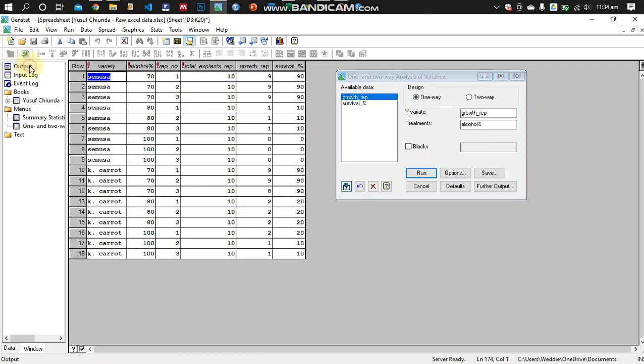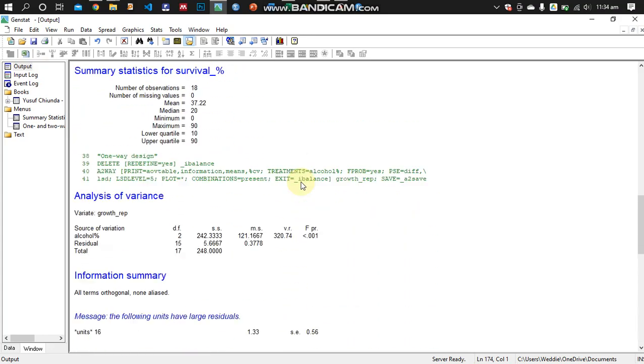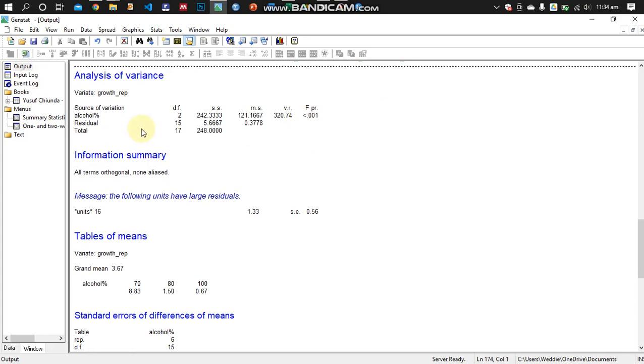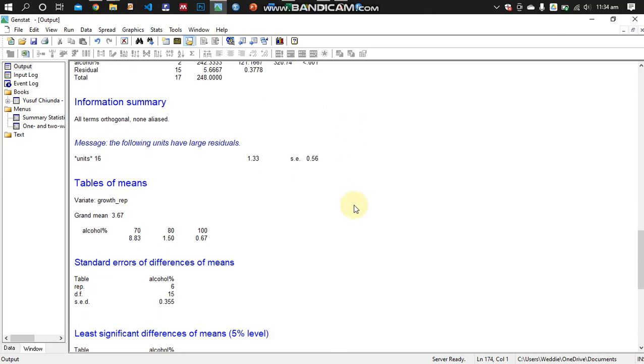We go to the output window to see the means. First is the table of analysis of variance. Here we see that the F value returned is less than 0.01, which means this study was highly significant. The differences between the means were highly significant. In the table of means, we see the grand mean across the treatments, and the mean of each treatment, like 70% had 8, out of 10, because the total is 10.